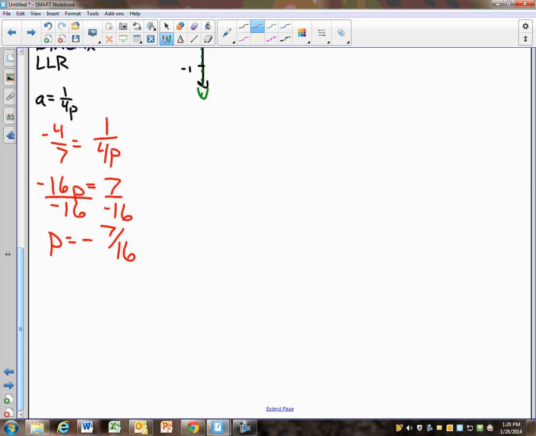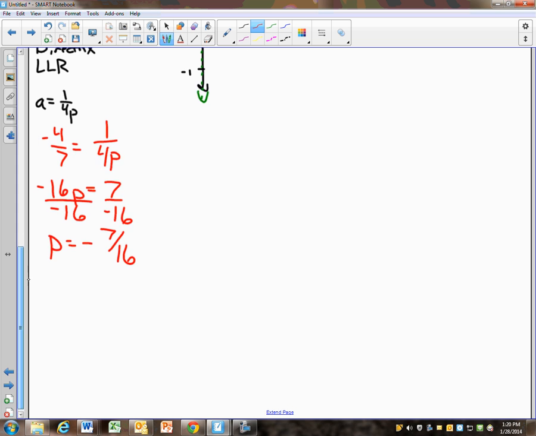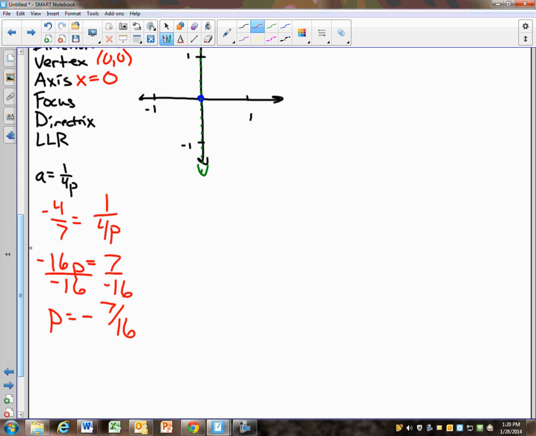So, from the vertex, I travel 7/16. Which direction, up or down? Down, because the direction is down and your value for p is negative, so that tells you travel down. So just checking to make sure you're doing it all correctly. So I'll travel down 7/16, which is about a half, right? So about a half a unit. And after I've labeled that, let me now tell what the coordinate is of the focus. What is that coordinate? Very good. 0 and negative 7/16.